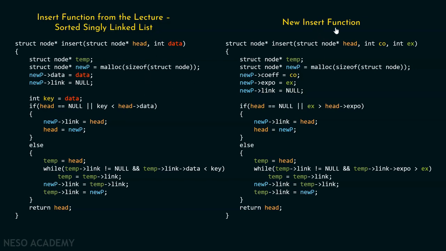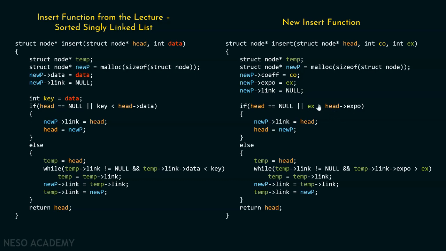Now let's see this new insert function. There are some changes I have made in this function. First of all, you can see that we have coefficient part and the exponent part as well in our singly linked list. And obviously we have a link part, right? Then this piece of code is same as this piece of code, but there is one little change. Here instead of key, we have the x part, that is exponent of the new node. And I'm comparing it with the exponent of the head node, right? That is the first node of the linked list.